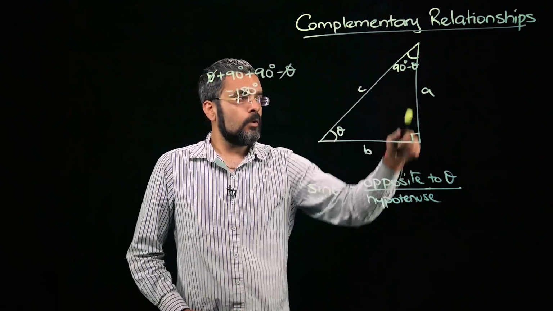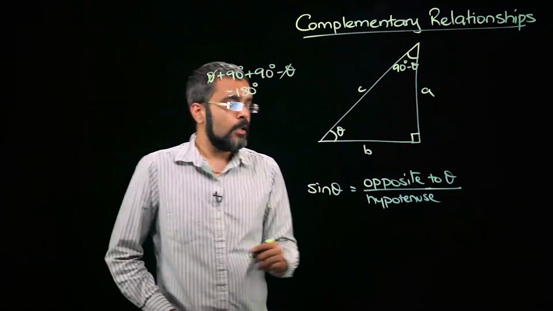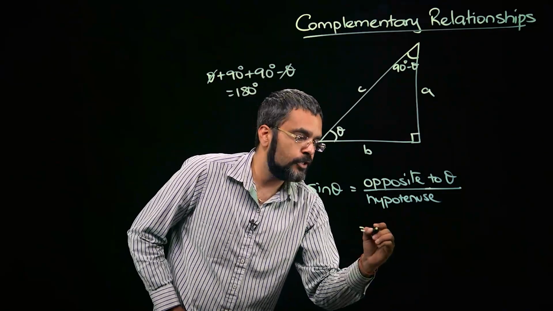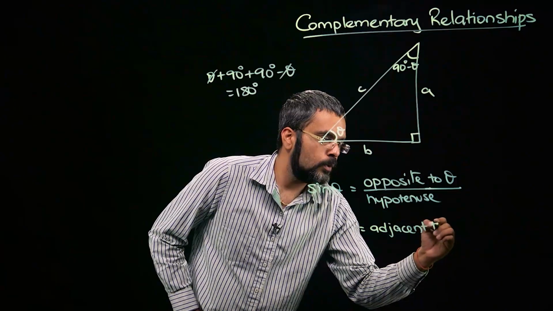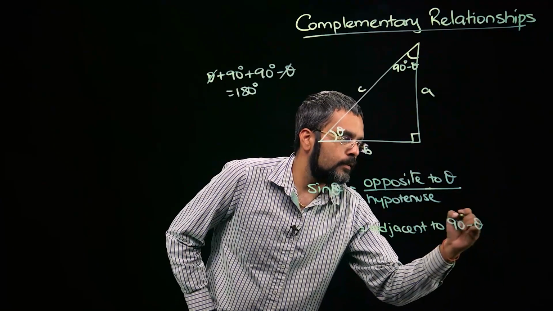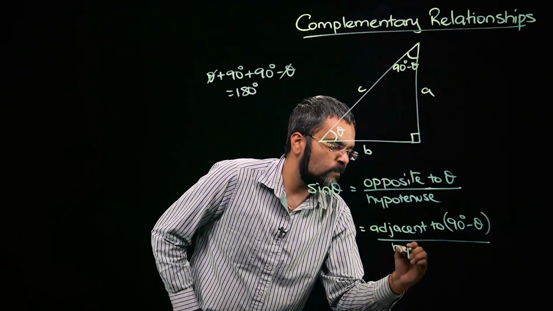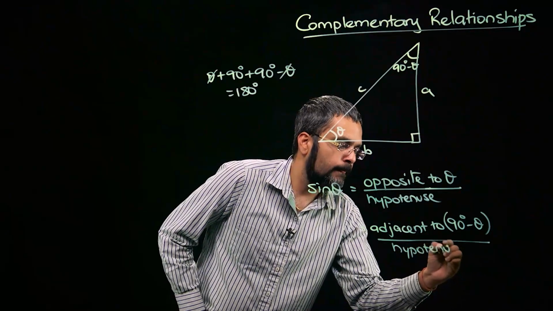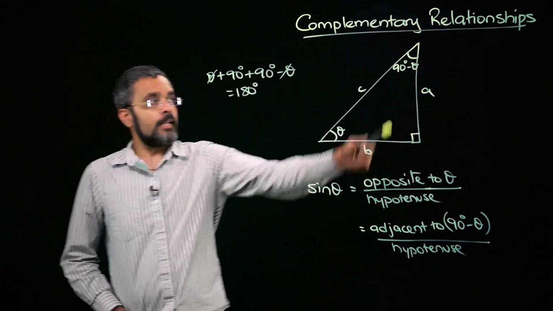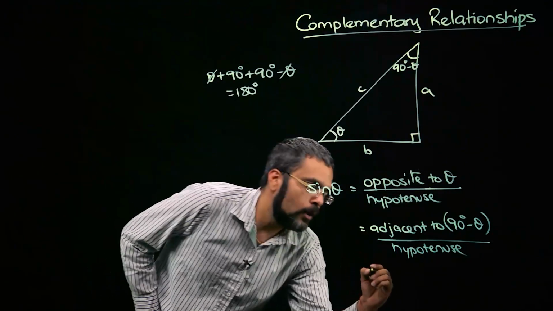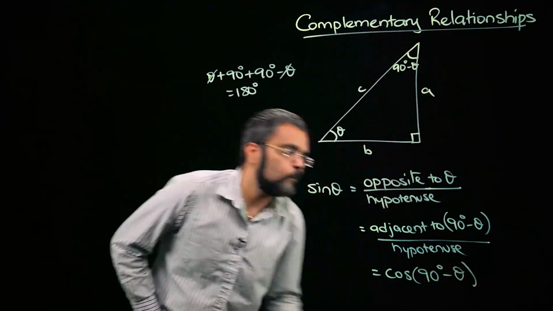So this side, which was opposite to theta, is adjacent to 90 minus theta, right? So we can think about this as adjacent to 90 minus theta divided by hypotenuse. And if it's adjacent over hypotenuse, that is nothing but the cosine of that angle. So this is cosine of 90 minus theta.